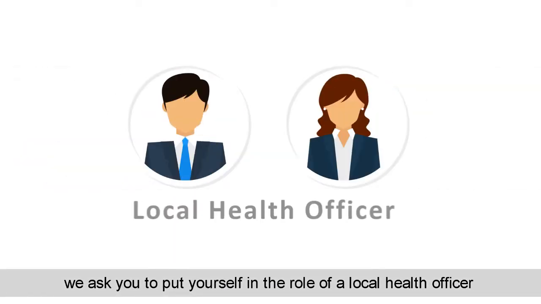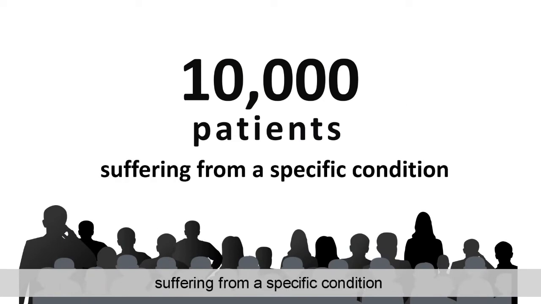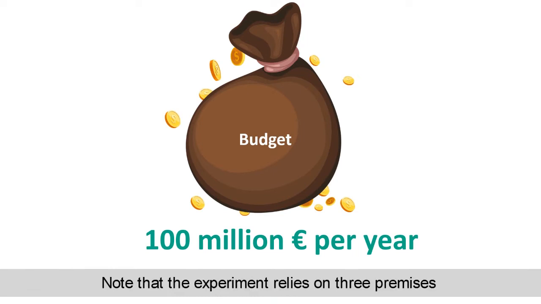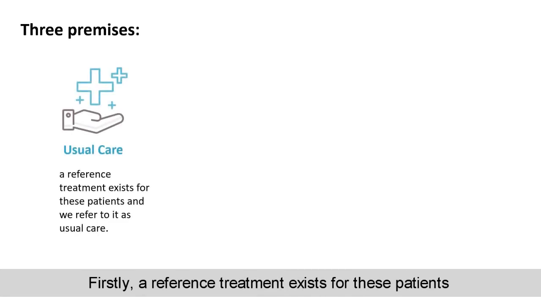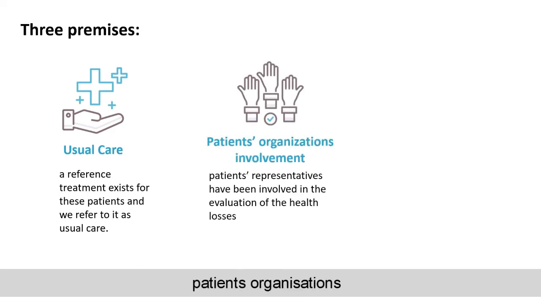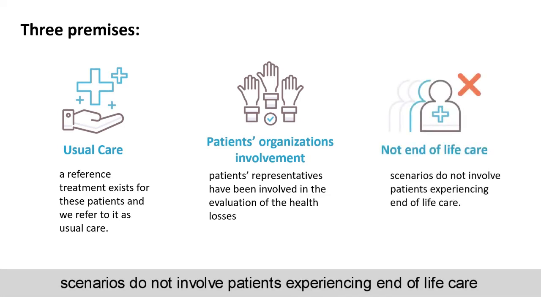For this experiment, we ask you to put yourself in the role of a local health officer in charge of a population of 10,000 patients suffering from a specific condition. As such, your mandate is to choose the intervention that will be adopted out of a set budget of 100 million euros per year. Note that the experiment relies on three premises. Firstly, a reference treatment exists for these patients and we refer to it as usual care. Secondly, patients' organizations have been involved in the evaluation of the health losses. And thirdly, scenarios do not involve patients experiencing end-of-life care.